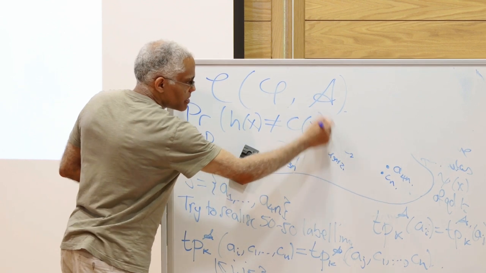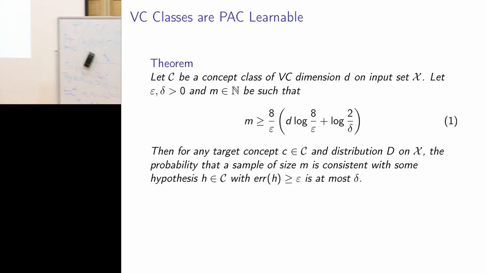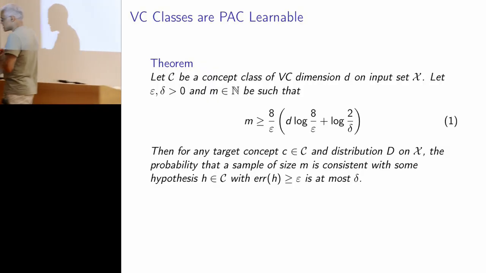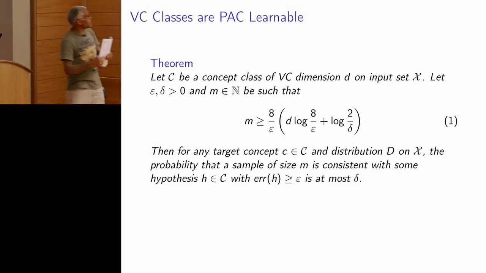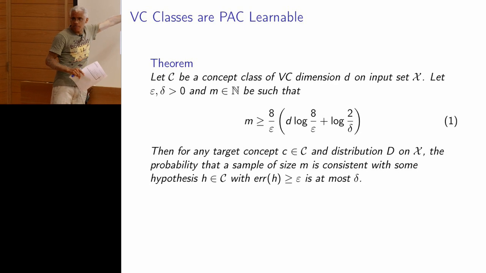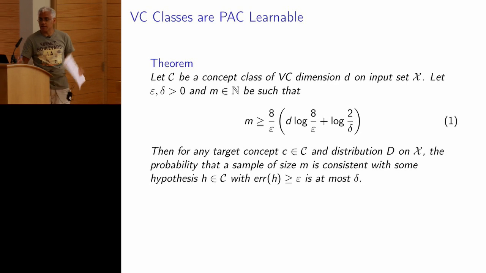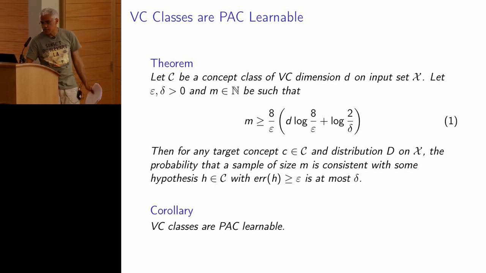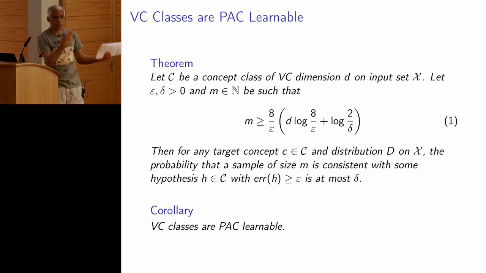So h is a bad hypothesis if its error is greater than or equal to epsilon. So I'm bounding the probability of a bad event if the sample is large enough. And what's key here is this is over any hypothesis. So C is, in general, an infinite set, and this is where the finite VC dimension is key to make this work. So the corollary here is VC classes are PAC learnable, namely by the learning function: just pick a consistent hypothesis. So any questions about that?